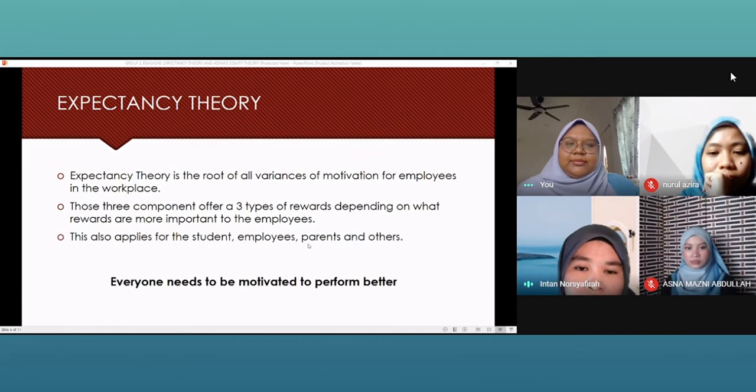Just assume that there is a student that knows no matter how hard they study, they will not achieve an A. Thus, their motivation to study will be less important.